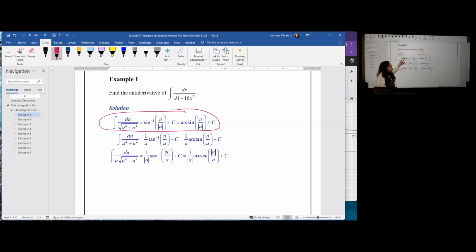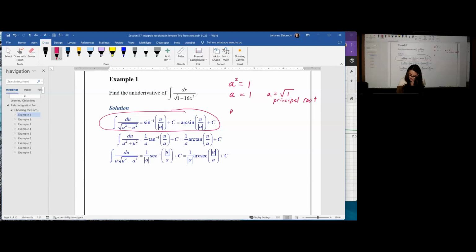Looking at the formula, I have a squared. A squared represents the constant term. My constant term is 1. So I go ahead and start substituting for each piece. A squared equals 1, which means that a equals 1. Remember that a is equal to the principal square root of 1, which is positive.